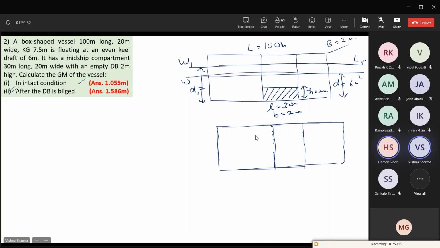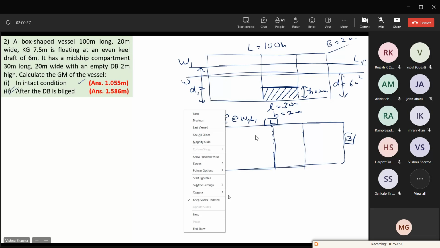Why? Because the tank top would contain the seawater. Yes or no? Yes, sir. Because I'm drawing this water plane, we don't write it actually, water plane at W1, L1. Agreed, guys? The length of the water plane will be L. Full thing will be intact at W1, L1. Yes or no? Does everybody agree? Yes, sir. I just take 5 seconds or 10 seconds for people to grasp and revert if they have a doubt. All good, guys? Yes, sir.